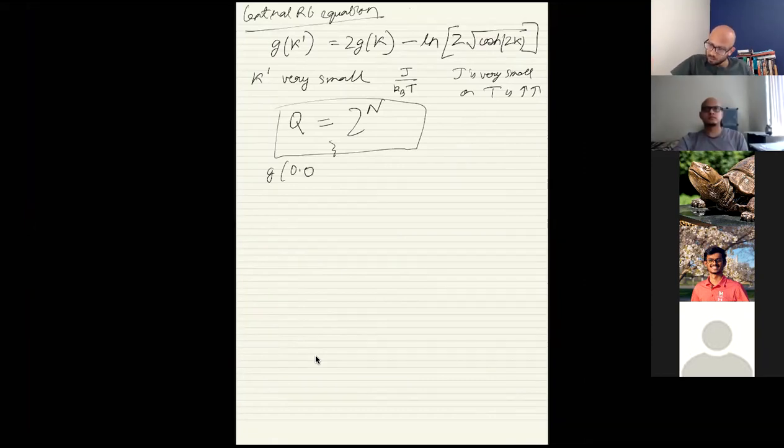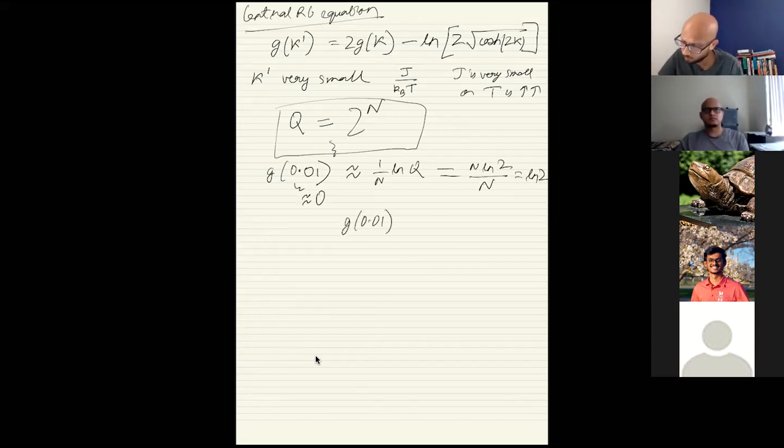We say, let's say the interaction is very weak. So let's say this k is 0.01, which is actually a bit different from 0, but still close enough. So what we are saying is that g of 0.01 is going to be approximately 1 by n ln of q. What is ln of q? Ln of q is n log 2, so divided by n, it is ln 2. So g of 0.01 is approximately ln 2.